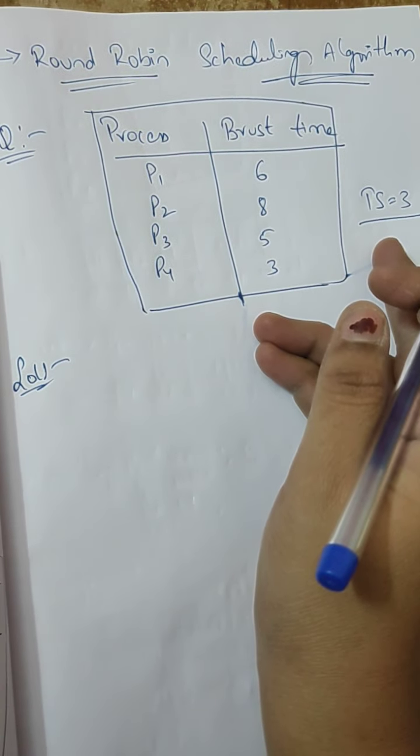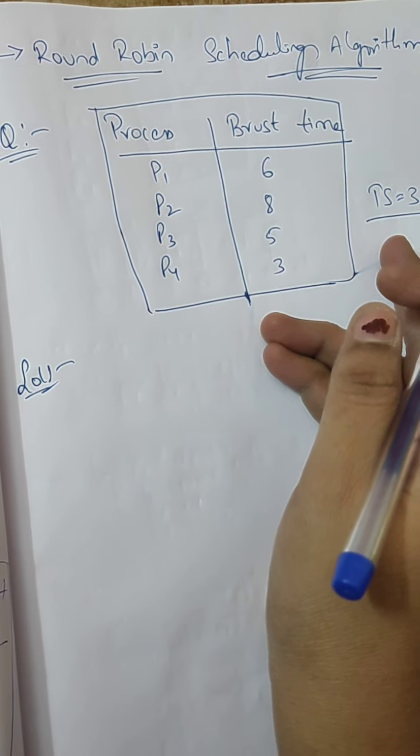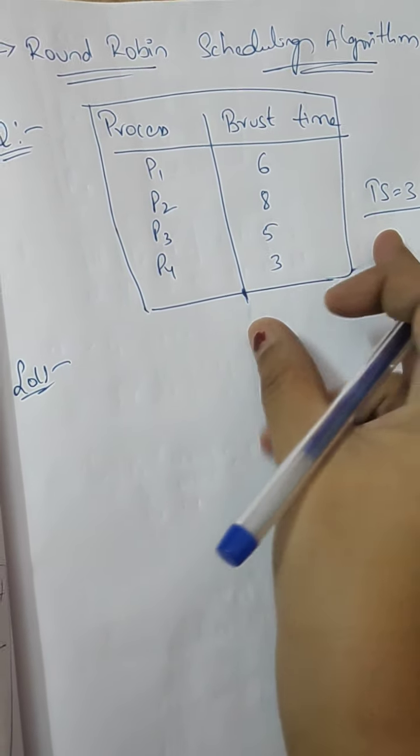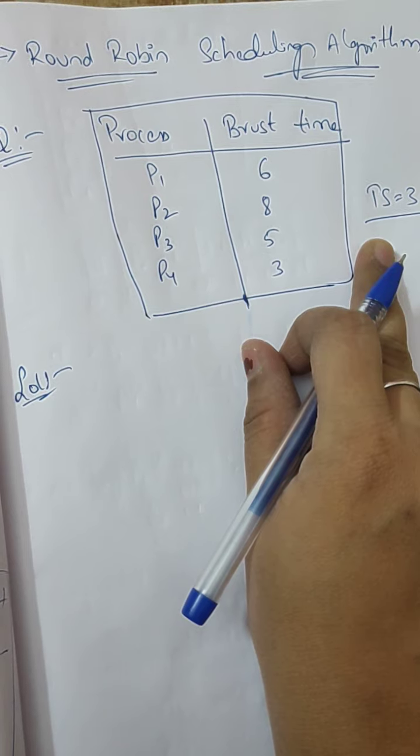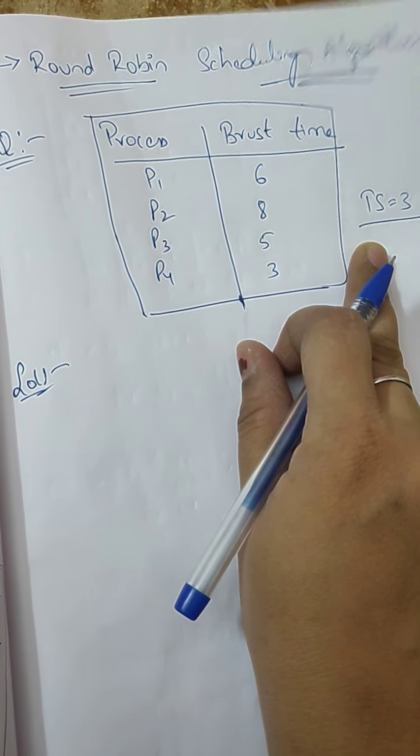In my last video we went through the first come first serve scheduling algorithm and the shortest job scheduling algorithm. In today's video I'm going to deal with the round robin scheduling algorithm.